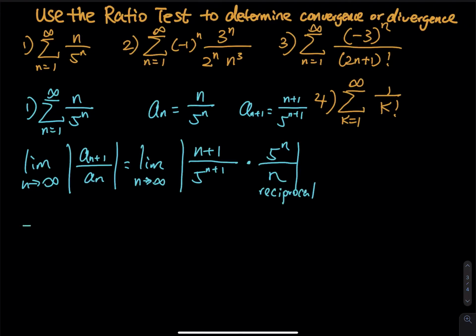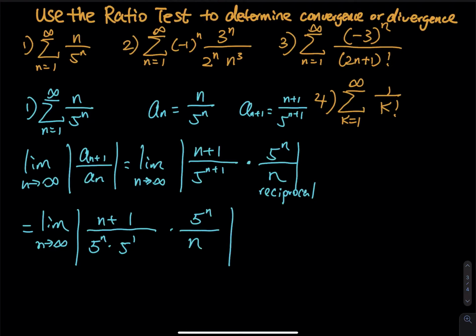All right, let's break down the exponents. As n approaches infinity, this is n plus 1, no surprise. And then 5 to the n plus 1 is 5 to the n times 5 to the first, and then 5 to the n divided by n. So we can do some cancellation, the 5 to the n and the 5 to the n. And then we have the limit as n approaches infinity of n plus 1 divided by 5n, right? And then this one is infinity over infinity.